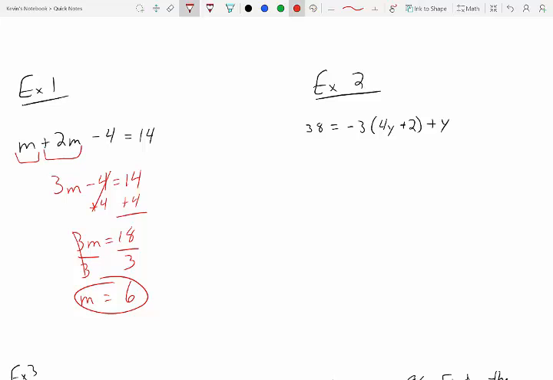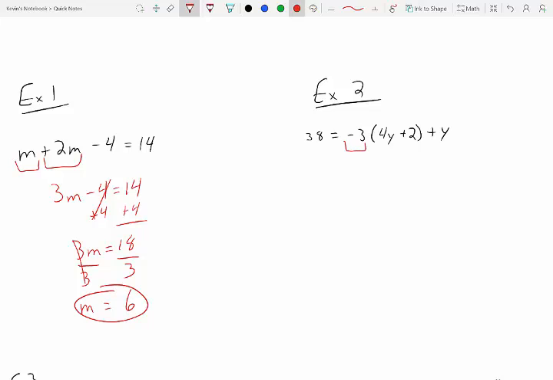Example 2, we have to distribute first. So we have a minus 3, we have to distribute into the parentheses. So I get negative 3 times 4y equals negative 12y. Negative 3 times a positive 2 is a negative 6. And then I still have the plus y on the outside of the parentheses.